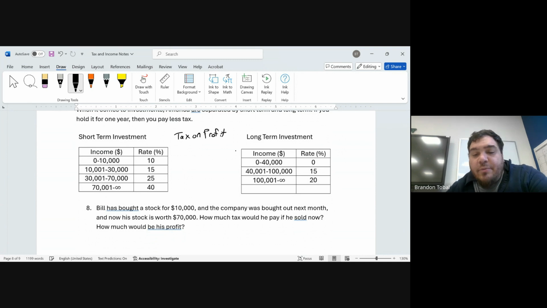You only get taxed on the profit. So if I spend $10,000 and I get out $15,000, I only made $5,000 because I already paid $10,000. So I only get taxed on the $5,000. So you have to remember, you only get taxed on profit.